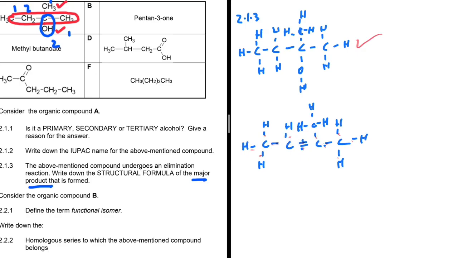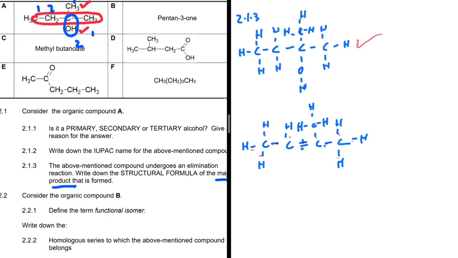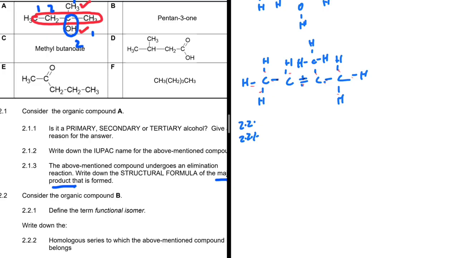All right, let's move to the question that follows. 2.2.1. Consider the organic compound B. Define the term functional isomer. Compound B is pentan-3-one, so that is a ketone. But the question wants us to define the term functional isomer, so let's do that. Functional isomers are organic compounds with the same molecular formula but different functional groups. Same molecular formula but different functional group. That is a functional isomer.